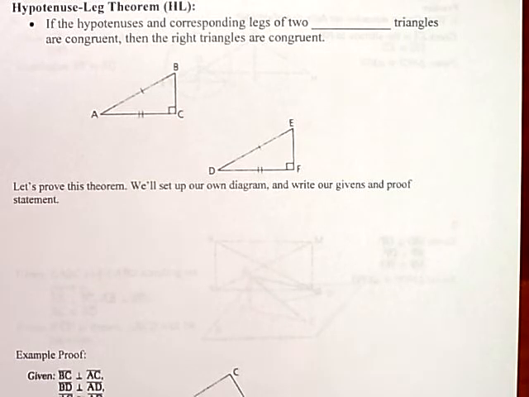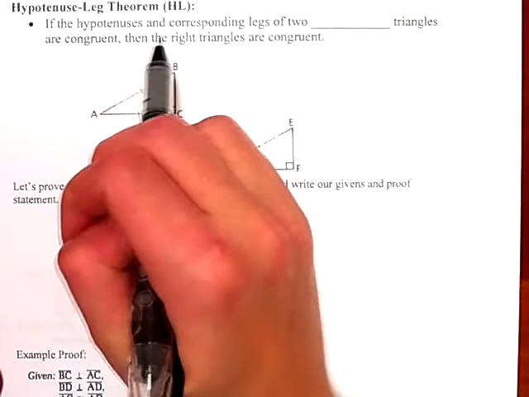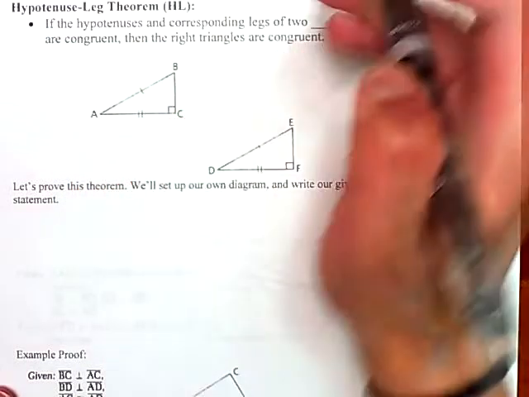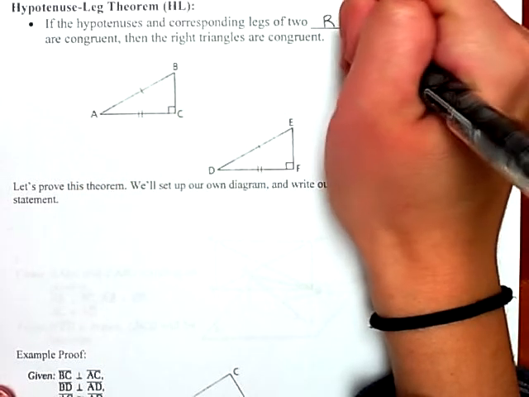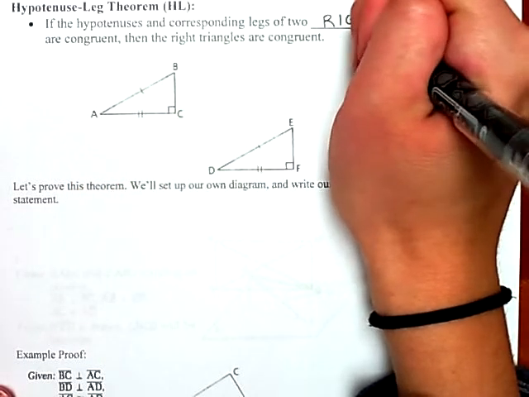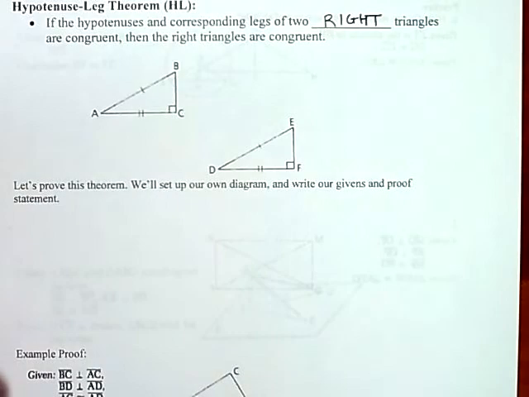Okay, so to start, the hypotenuse leg theorem is another way we can prove two triangles are congruent, but it's for a very specific situation. So it says if the hypotenuse and corresponding legs of two right triangles are congruent, then the right triangles are congruent.